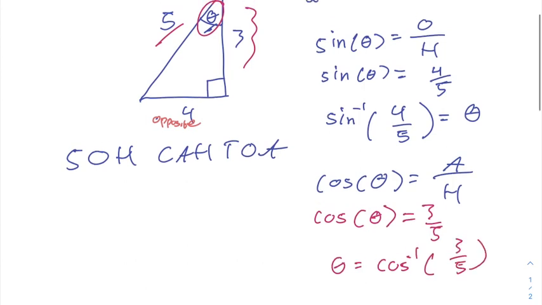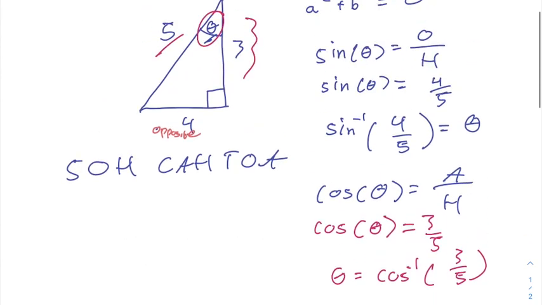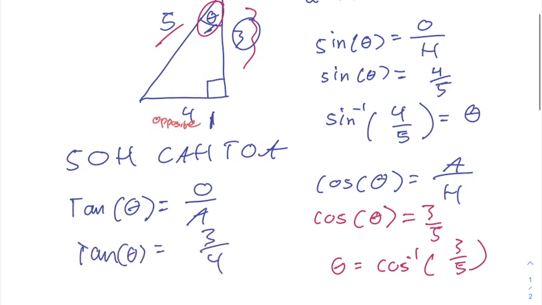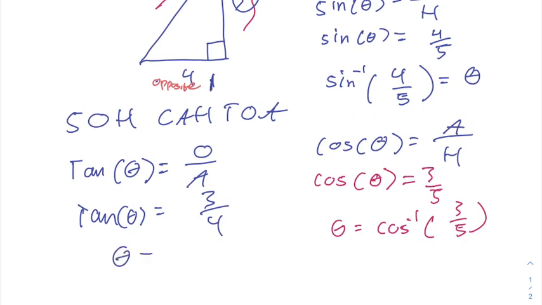And then lastly we have TOA, which as you can probably guess already, stands for tangent, so tan of theta is equal to the opposite side over the adjacent side. So opposite over adjacent, which is just going to be 3/4, and therefore theta is going to be inverse tan of 3/4.